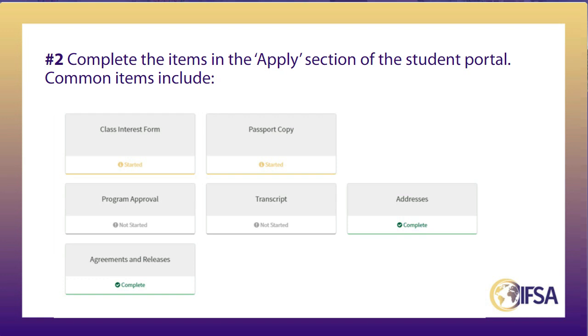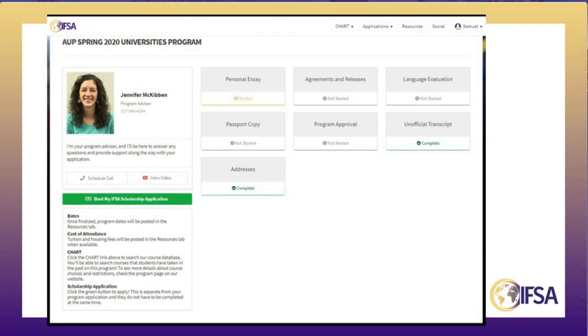Now, the items that you see here will vary depending upon your program and what your host university or program needs in order to make an admissions decision, but these are by far the most common items that you'll encounter. And the great part is that when you're in the student portal, you can click on each of these items to see the details of each and how to submit each one with very detailed instructions. Here's a broader view of that same screen where you can see a couple of other different application items you might encounter, like an unofficial transcript, perhaps a language evaluation, and some other items that might be required.